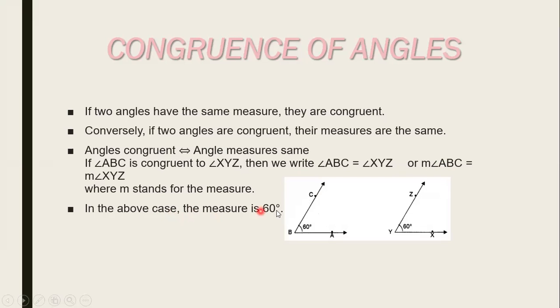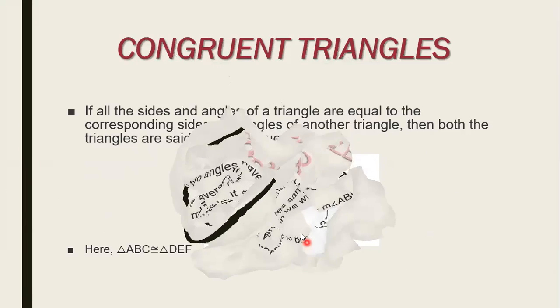In the above case, the measure is 60 degrees. You can see here in the diagram, angle ABC and XYZ both have 60 degrees measurement. So then you can say angle ABC is congruent to angle XYZ. If the measures are the same, both are congruent. If both are congruent, then the measurement will be the same. 60 degrees it is having.